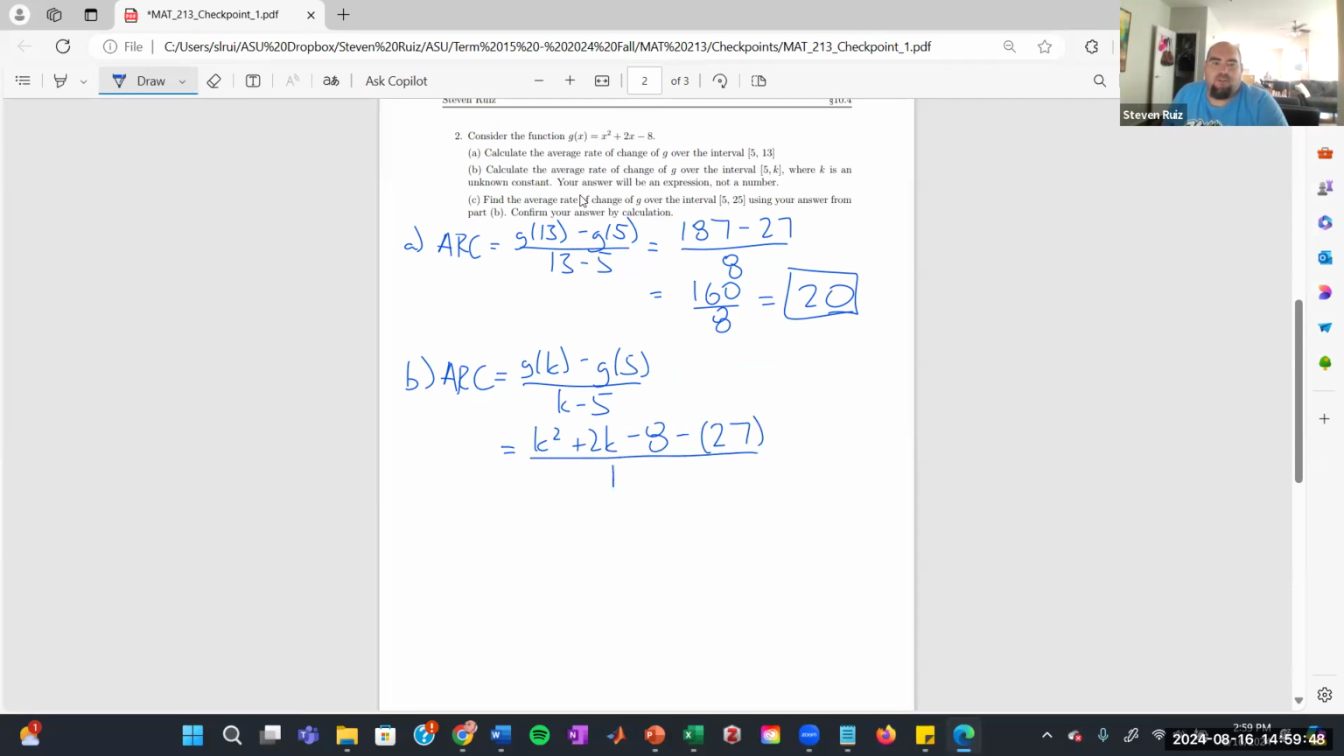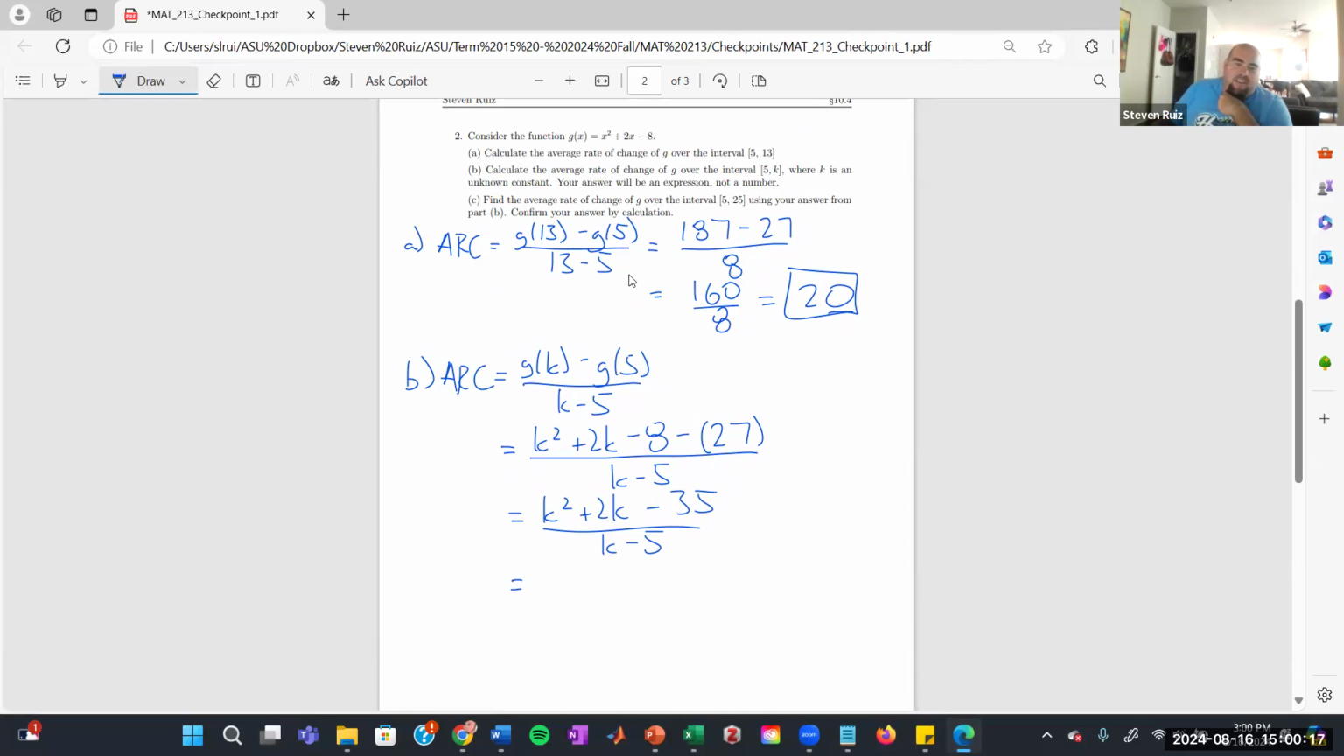All over k minus 5. Let's see if we can simplify a little bit here. So I get k squared plus 2k minus 35 over k minus 5. I'm guessing that many of you stopped here, which is fine. But one thing I will point out here is you can factor, and let's see if anything happens.